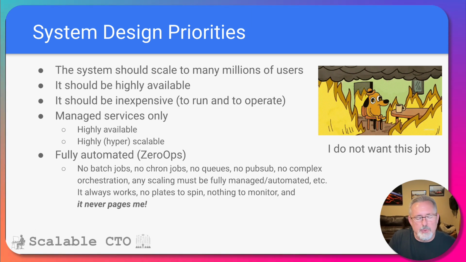Again, really briefly, we're trying to build a system that will scale to many millions of users. It's highly available. That's relatively inexpensive to run and operate. In order to do that, we have to rely on fully managed services, or as managed as possible, things that are highly available, hyper-scalable, auto-scalable. We want the system to be essentially zero ops, the entire system to be zero ops, so fully automated. So no batch or cron jobs, queues, orchestration that we have to do manually, any scaling that we have to do manually, or capacity management. We want something that just always works, always scales. There's no place to spin, nothing to monitor, no logs to look at, and basically something that never pages me.